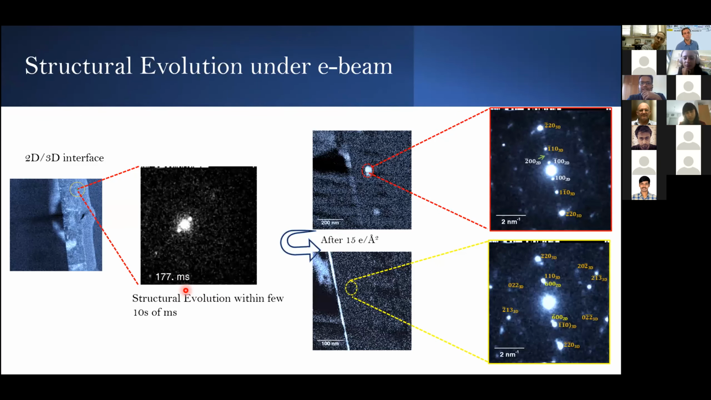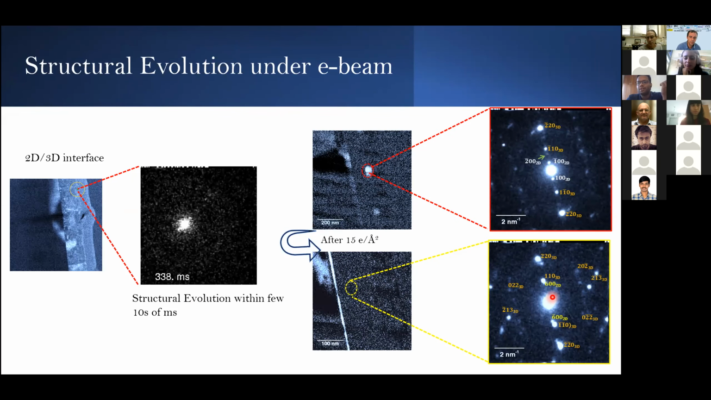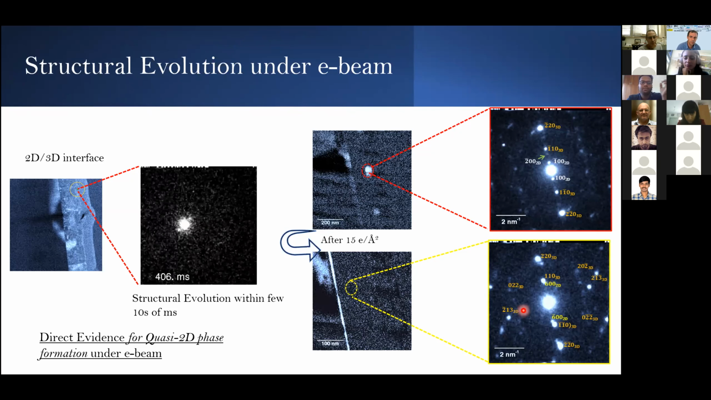And not only that, when we repeatedly scan the samples under the e-beam, we could see these white domains, which reflected the presence of the 2D phase, actually disappearing. We also see some extra diffraction spots appearing, which reflects the formation of a quasi-2D phase that was until now inferred from the photoluminescence and XRD measurements.